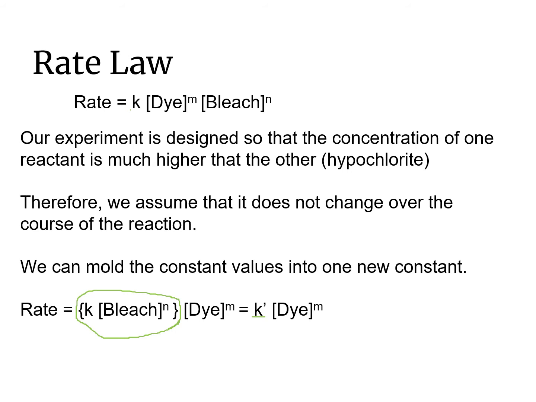And therefore, what remains is that as we go through the course of our reaction, we can assume that the rate is only equal to k prime times the concentration of the dye raised to the order of the reaction with respect to the dye. You will go back here once you find out the other parameters.